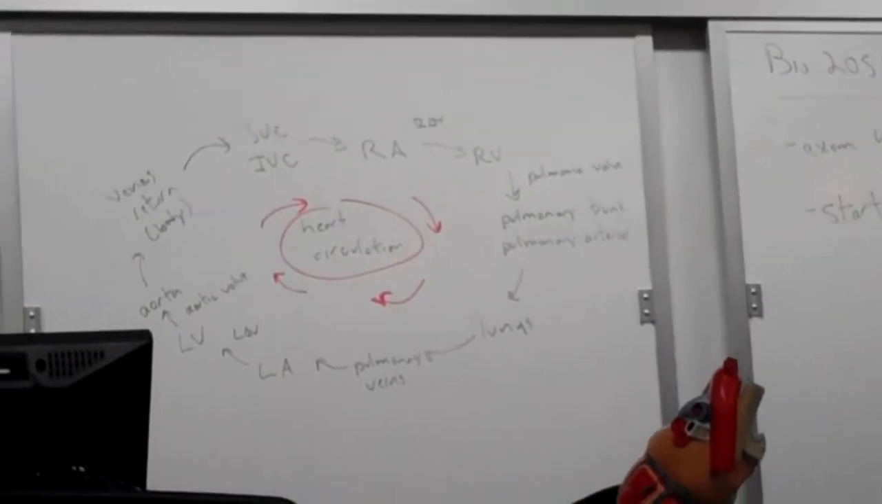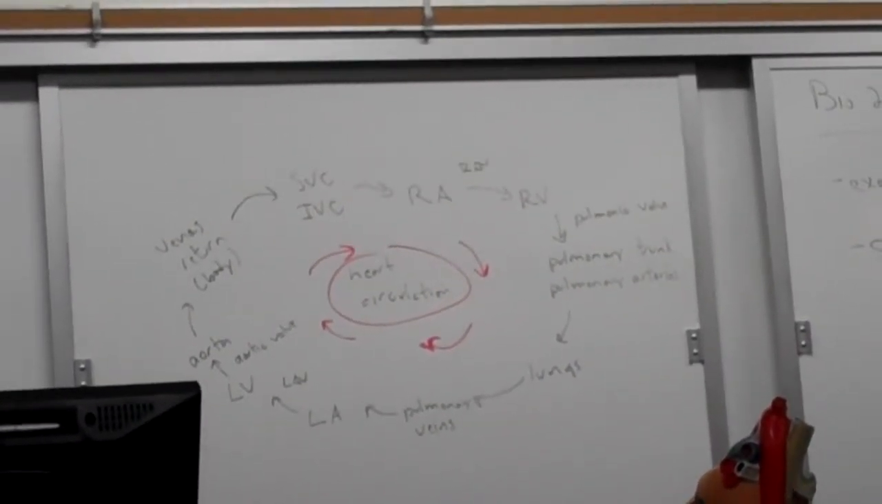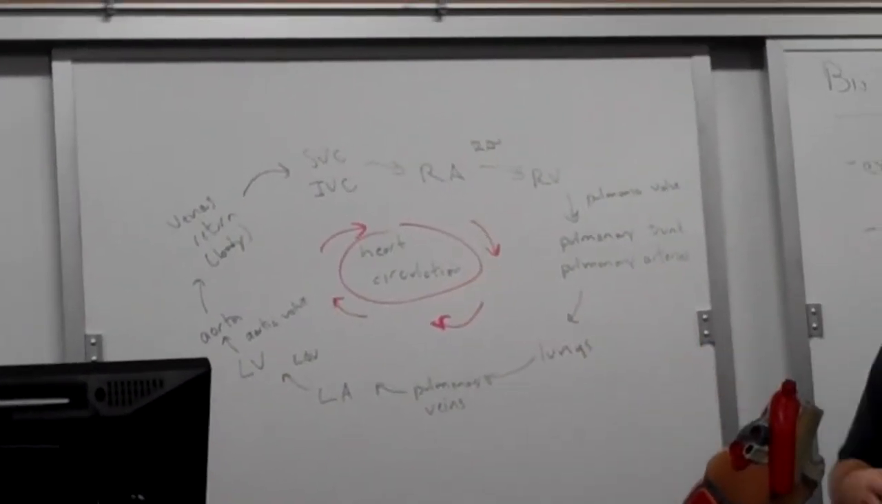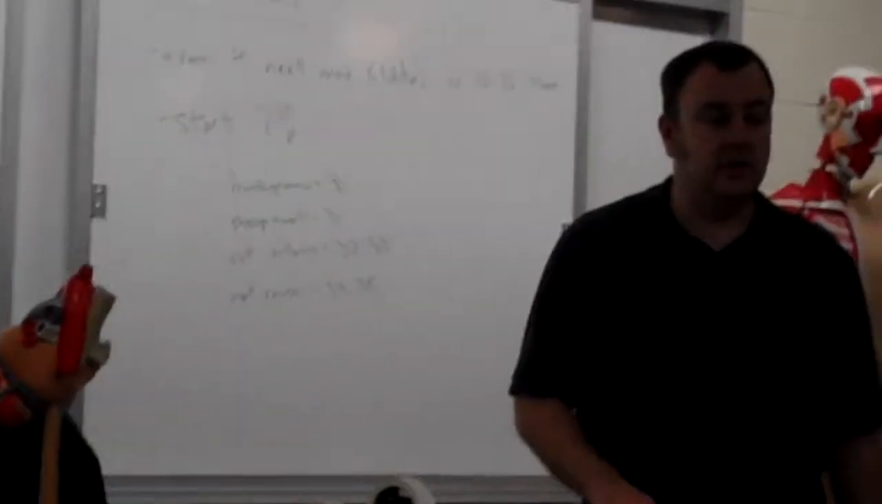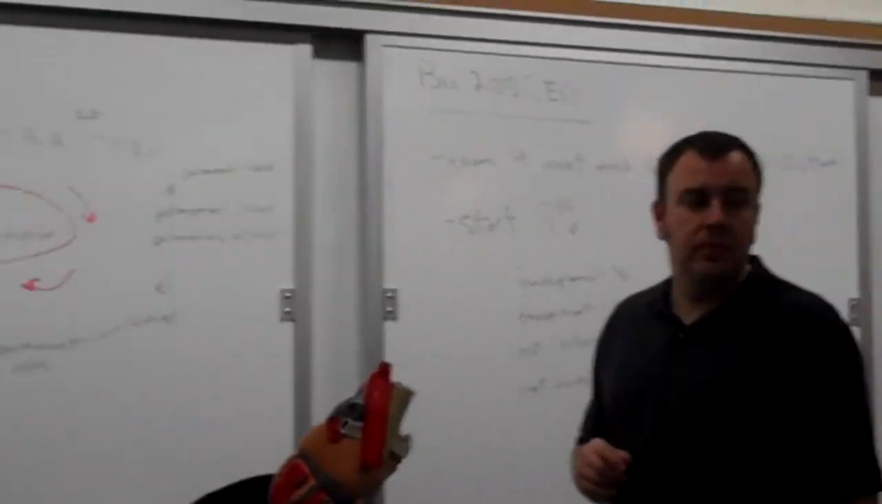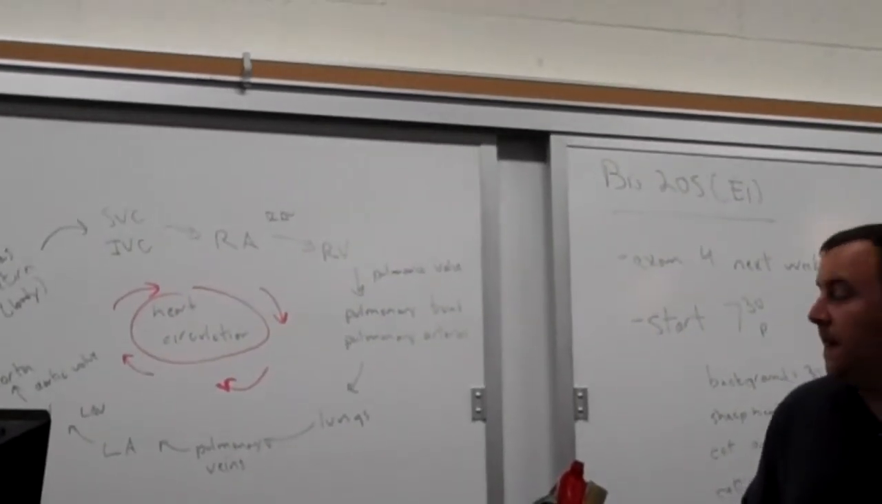Yeah? What did you say about the arteries? Oh, so I'm going to get to it in one second, about an artery versus a vein. So I'll talk about that in just a second. Yeah. Can you explain a little bit more? What do you mean? The RV will go to the pulmonary trunk and the pulmonary arteries?